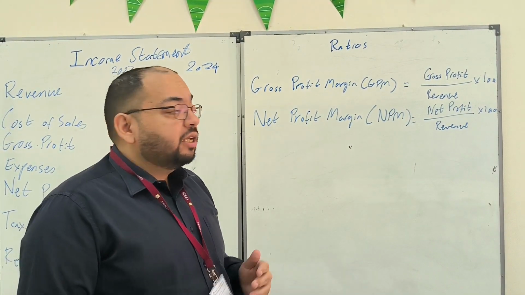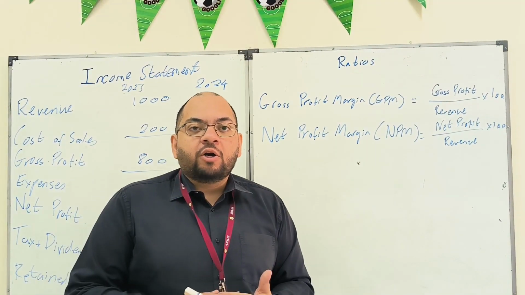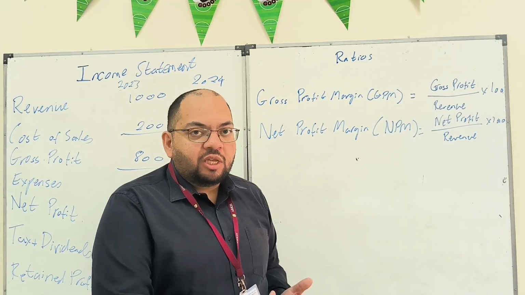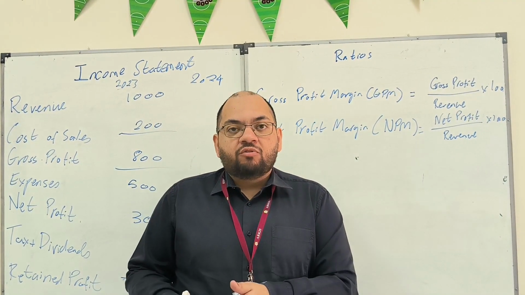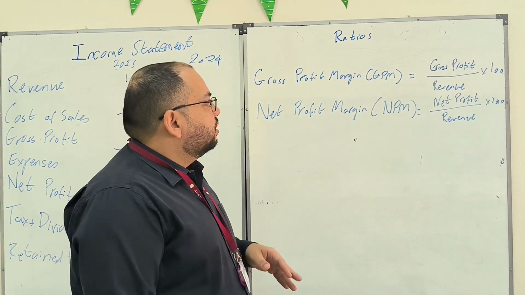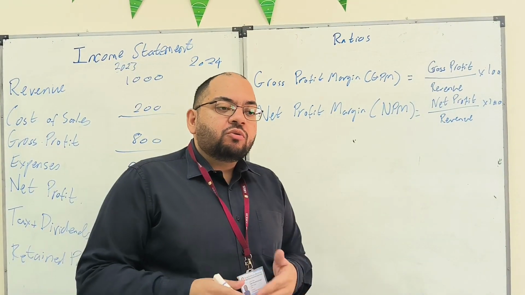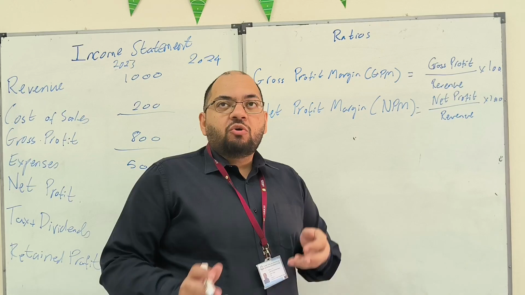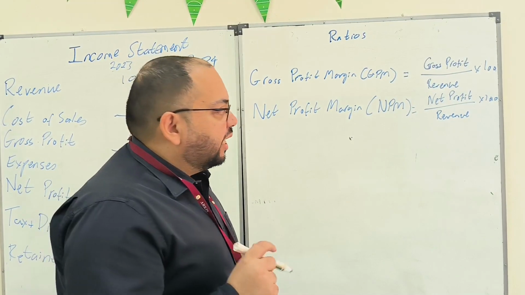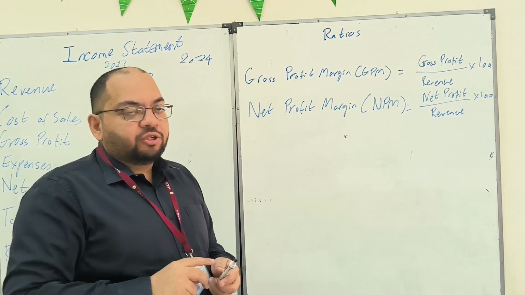So the first thing we're going to be looking at is the gross profit margin, or GPM. Now the gross profit margin tells us how much of our gross profit comes from the revenue that we have earned. So from the revenue that we have earned, how much of that is profit, or gross profit for that matter. So you know that gross profit is revenue minus the cost of sales. So the margin will show that as a percentage. So how do we calculate it? Gross profit divided by revenue times 100.